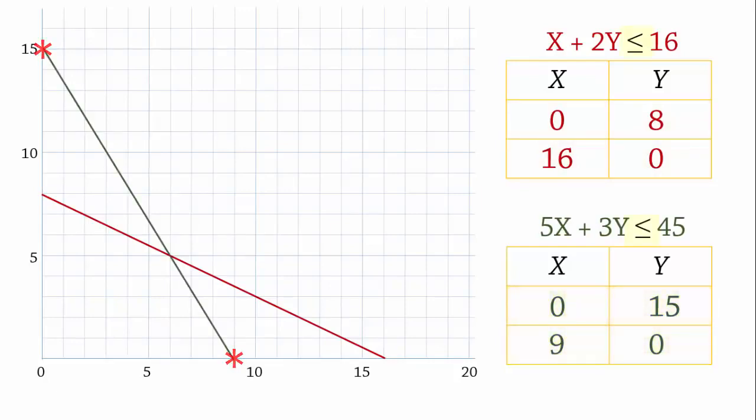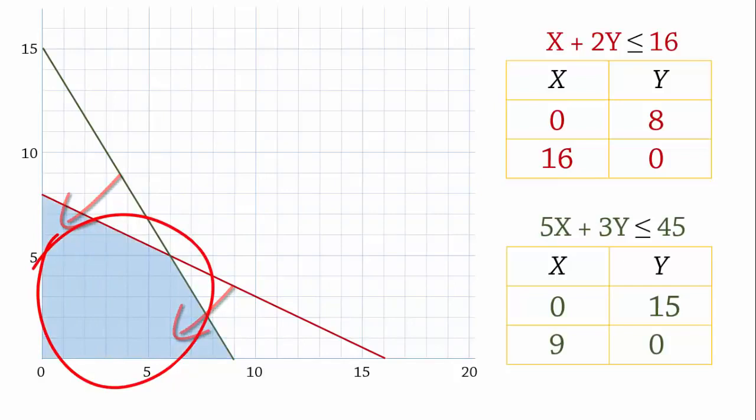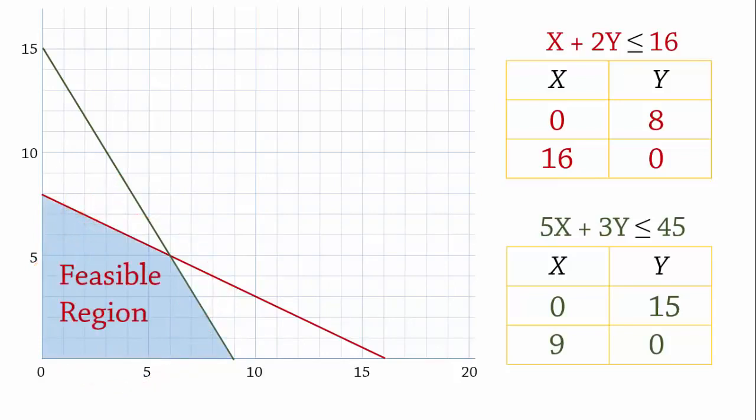Since these constraints are less than or equal to constraints, they will be satisfied in the region below the lines towards the origin. Therefore, the region satisfying both constraints simultaneously is this one here. It is called the feasible region. That is, any point in this region is a feasible solution. In particular, the optimal or best solution will occur at an extreme point or corner point of the feasible region.